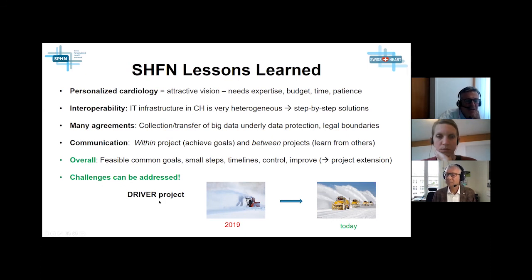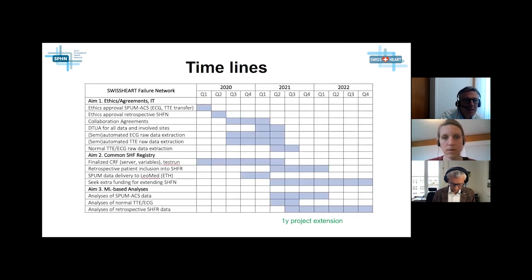And as you can see, the driver project in 2019, difficult path, low vision, goals not so very clear, but today we're all going in the same direction and the vision is clear and spring is coming, so less snow anyway, and easier catch. The timelines, we spoke to you about the ethics and agreement IT that has mainly been addressed.